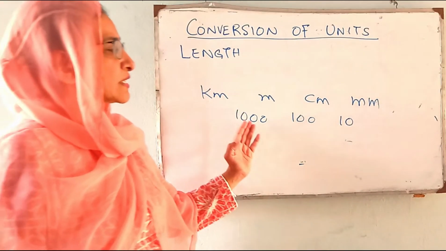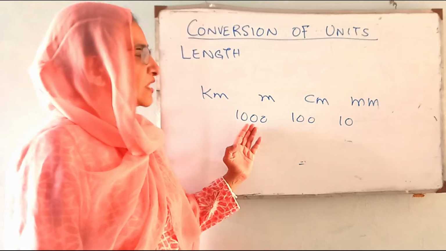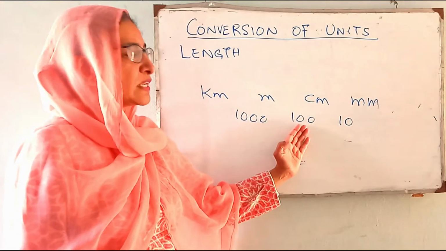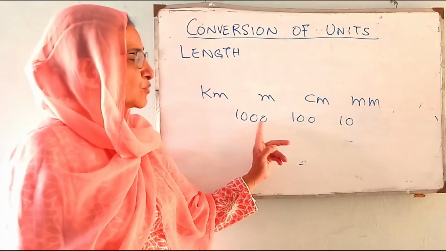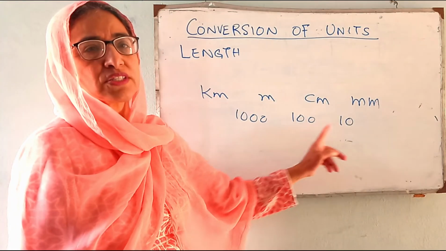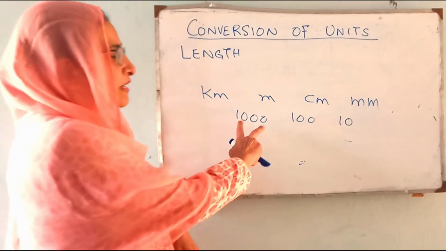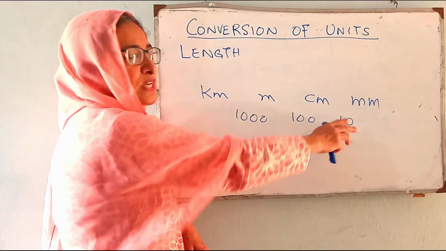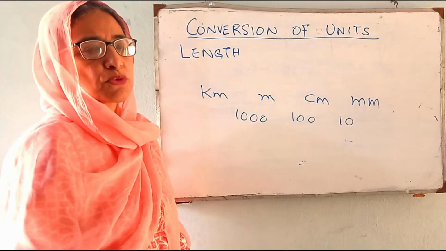The same is the case with these numbers. We have first 1000, then 100 and 10. As you can observe, we are reducing a zero in every number. Here we have 3 zeros, 2 zeros, and then we have 1 zero.